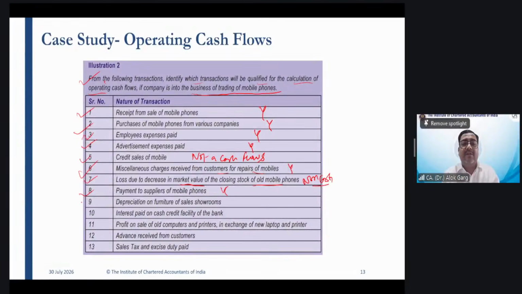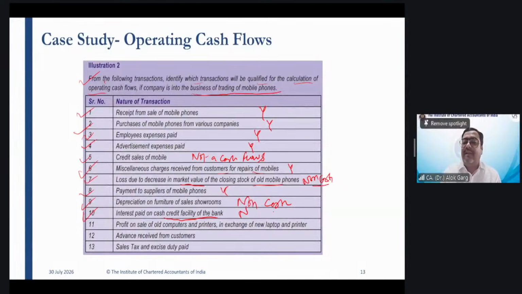Operating cash flow. Depreciation on furniture of sales showrooms. Is it operating, investing, financing? It's a non-cash item. It is not part of your cash flows anymore. But let's say if it had been purchase of furniture, then purchase of fixed asset, purchase of PP&E is an investing activity. Okay. But it is a non-cash item. It will not come under investing activity also. Okay. Interest paid on cash credit facility of the bank. Interest paid on the borrowing. It's a financing activity.